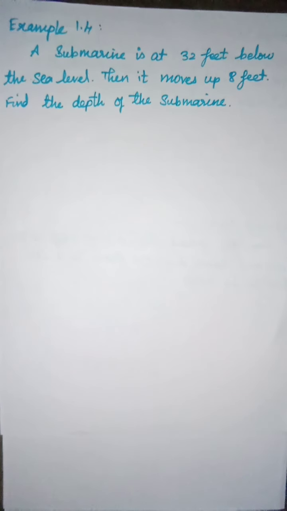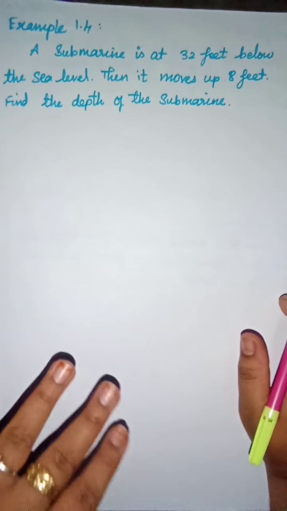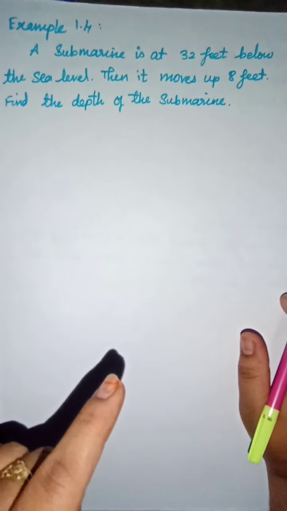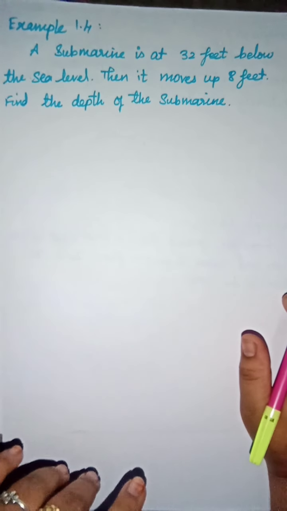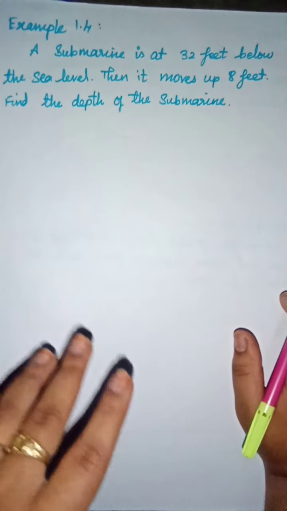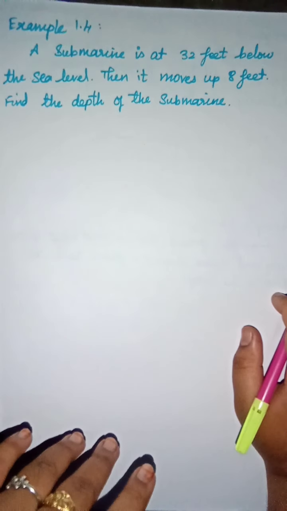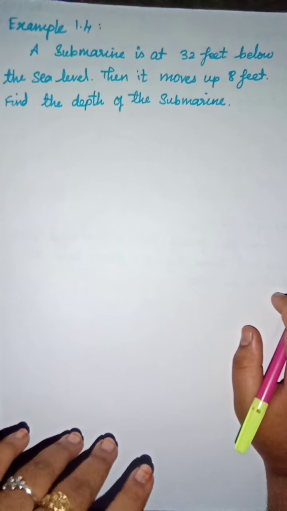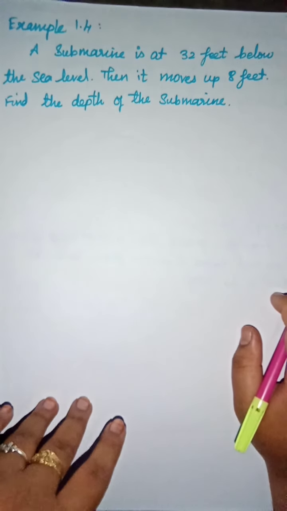A submarine is at 32 feet below the sea level. Then it moves up 8 feet. Find the depth of the submarine. I will read it another time. A submarine is at 32 feet below the sea level. Then it moves up 8 feet. Find the depth of the submarine. What they have given, I will explain in Tamil.